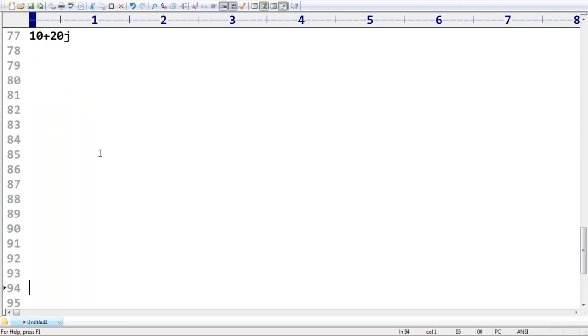I want to know for a complex number, what is its real part, or what is the imaginary part. How can you ask? Assume that C is equal to 10 plus 20j. If you ask C dot real, immediately it tells the answer, 10. If you ask C dot imag, then automatically what is the value we are going to get? 20.